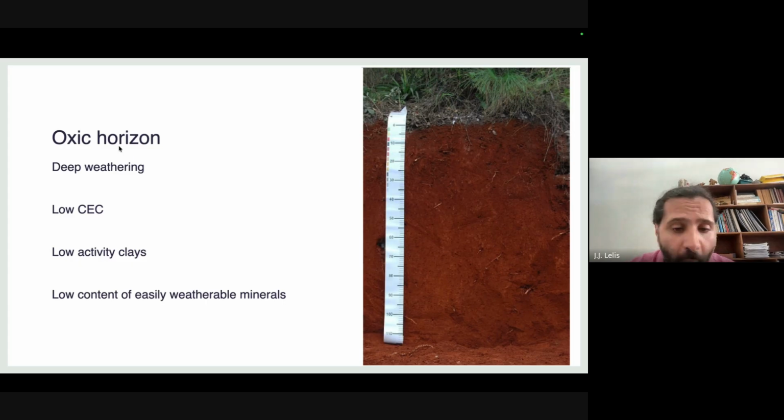And something that's quite important to understand about the oxic horizon is that it's formed by a deep weathering and a deep leaching. Okay, that's why we usually find the oxic horizons in the tropics. So of course we can find them very easily in several countries in Africa, in South America, in Asia, in several countries around the tropics, because it's their home.